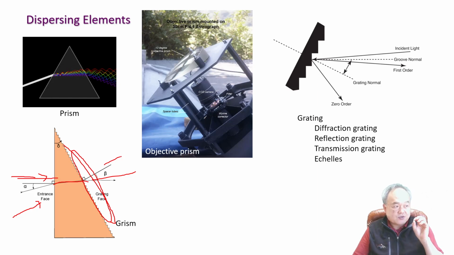The grism is used frequently in modern-day instruments, and the benefit of using this type of element can be talked about later.